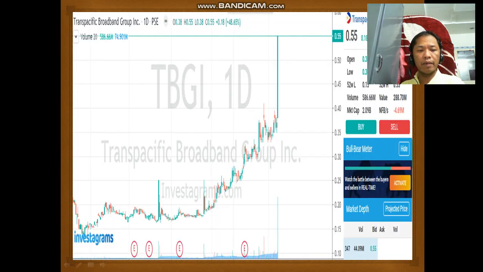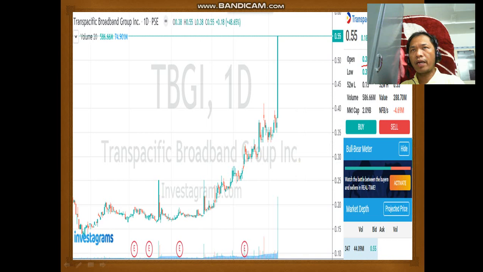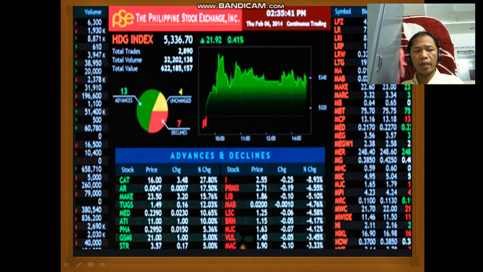So here yesterday, this company, the BGI, the opening price is 0.38 here, and the closing price is 0.55. So the closing is here, the opening is here. This is why this candle is green. And the same analysis with this candle here. Now if you see the market here, there is a company red, there is a company green. So green means the closing price is above the opening price. If it is red, the closing price is below the opening price.